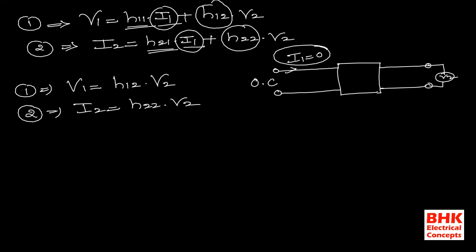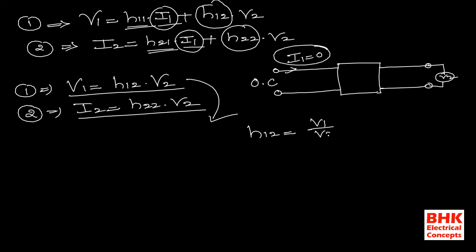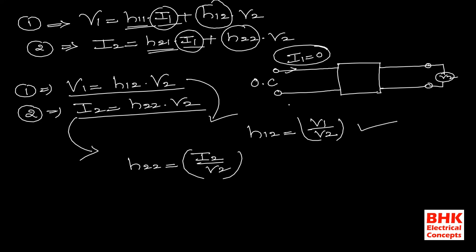Here I1 is equal to 0 because we are open circuiting port 1. In case of open circuit, current is 0, so we are just substituting I1 equal to 0 in the expressions. Finally, you will get only these two equations. Now from this equation, we can write H12 is equal to V1 divided by V2, and from this equation, we can write H22 is equal to I2 divided by V2. So like this, we get the remaining two parameters by open circuiting port 1.